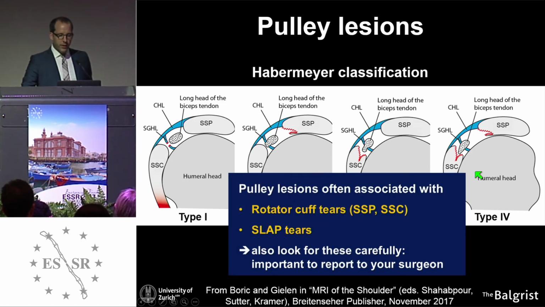Why is this important? Pulley lesions are often associated with other lesions, so lesions of the rotator cuff and SLAP tears. Your surgeon obviously is very much interested in the associated lesions, so if you report a pulley lesion to the surgeon, also report the other associated lesions that might be amenable to surgery.